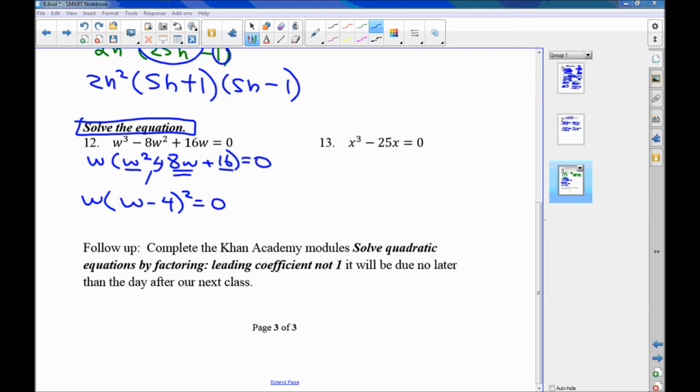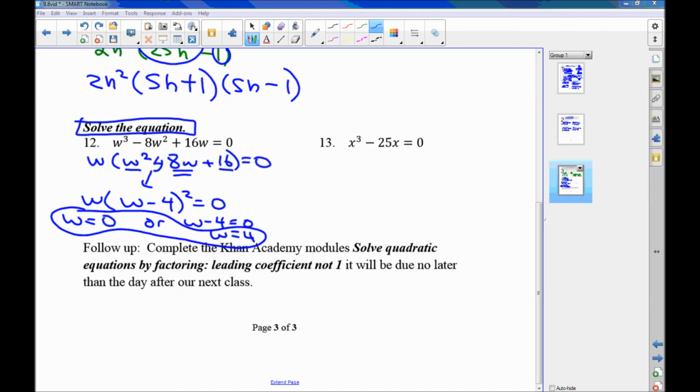Remember, the minus decides to go here. And then we split this into things to solve. So w could be 0, or w minus 4 could be 0, or w minus 4 could be 0, but we already have one, so we don't need to write the second one. So w could be 4. So our answers here are 0 and 4.